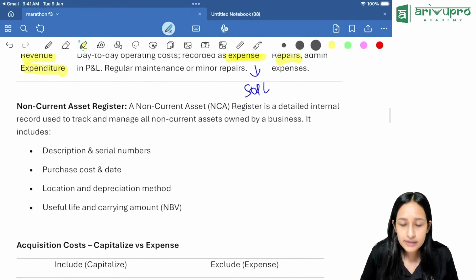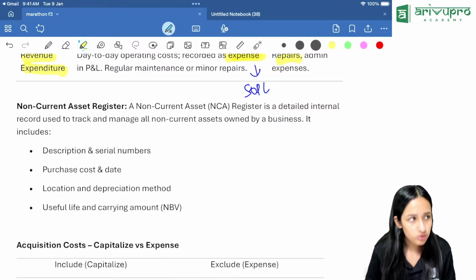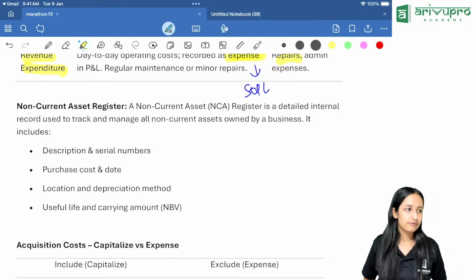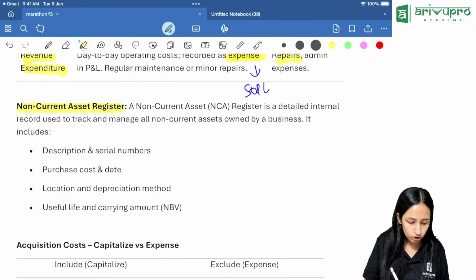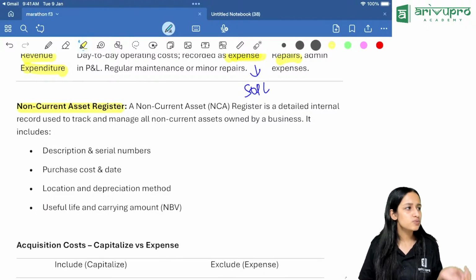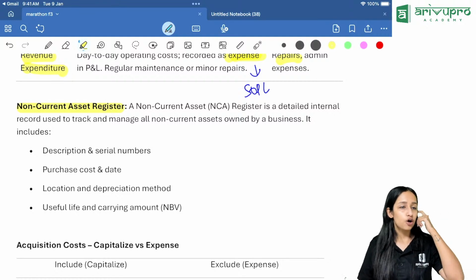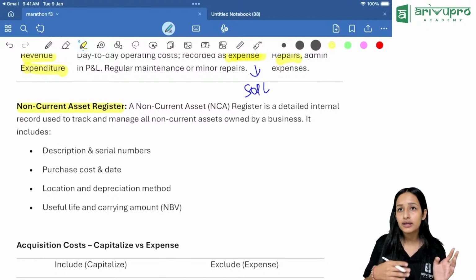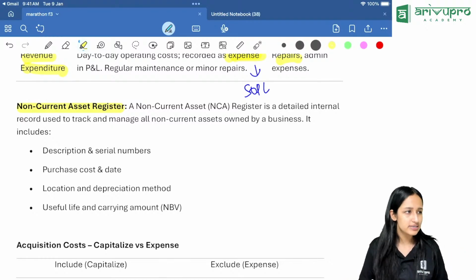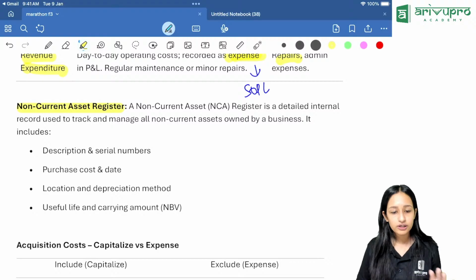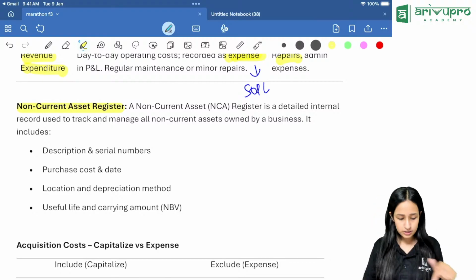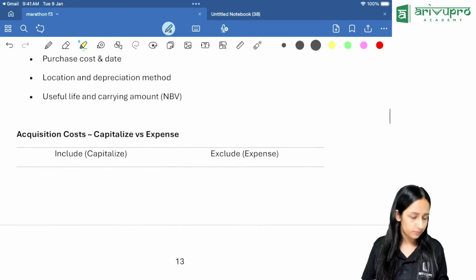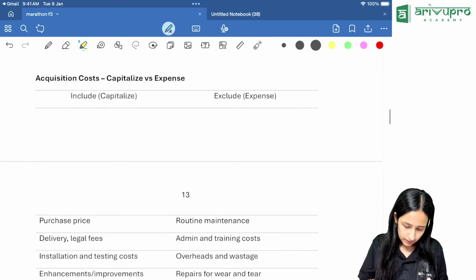Now, there's one register that we deal with that talks about all the non-current assets that we have, so that we can have a proper count of whatever we have. That's called the non-current assets register. So in this, we'll have the description of what the asset is. We'll see when we purchased the asset, and how many years are left for that particular asset, etc. All the things that you need to know about the asset, you will get to know through this non-current asset register. Okay, this is important.